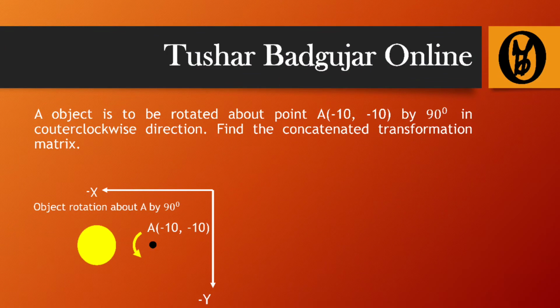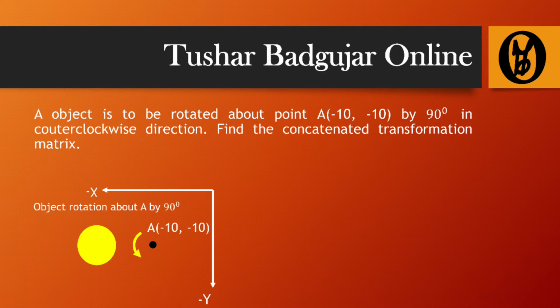An object is to be rotated about point A having coordinates -10, -10 by 90 degrees in the counterclockwise direction. Find the concatenated transformation matrix. The below diagram shows the given information in graphical form. The circular object needs to be rotated about point A by 90 degrees in the counterclockwise direction, and we are asked to find the concatenated transformation matrix.